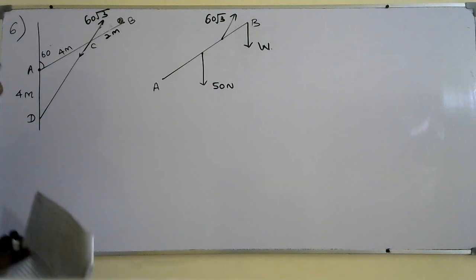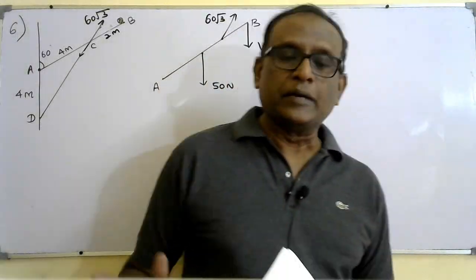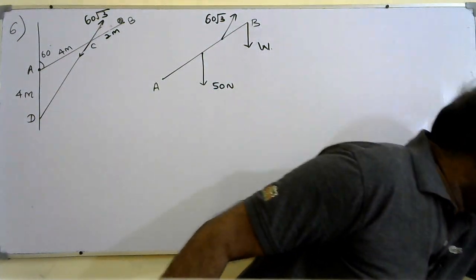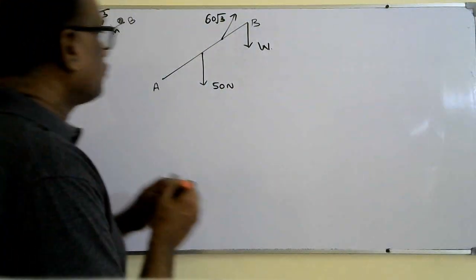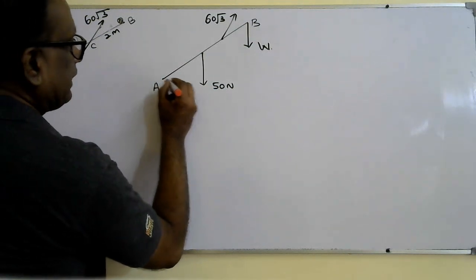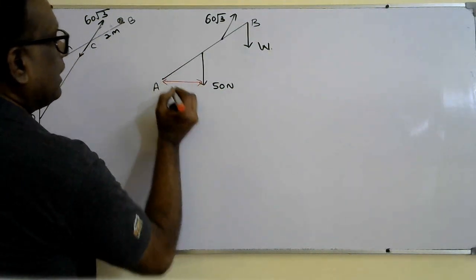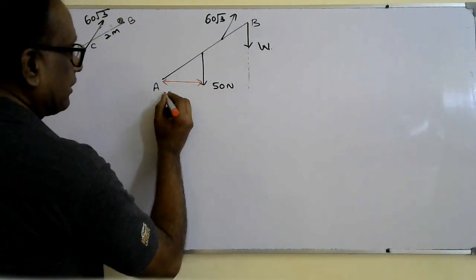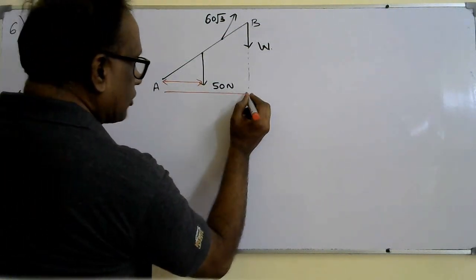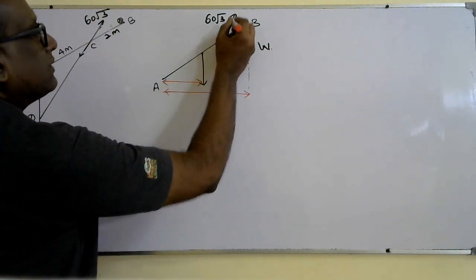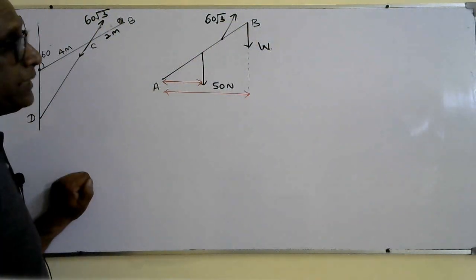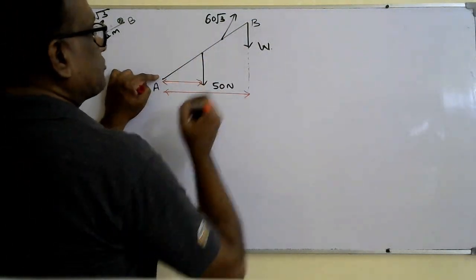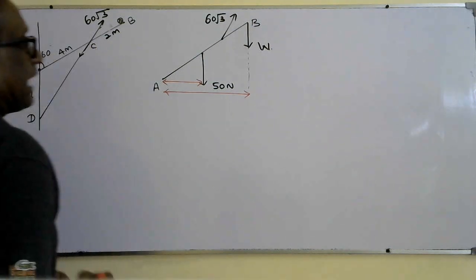For that we should know the moment is defined as force into perpendicular distance to the line of action of force. So the perpendicular distance to the line of action of weight is this one. So we need to find this distance. We can find it. For W, this is the line of action, and the distance is this one. That also we can find. For this force, we need to find the perpendicular distance from A to this force. Okay, that we can find like this.